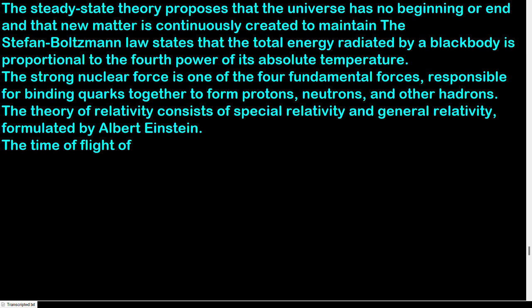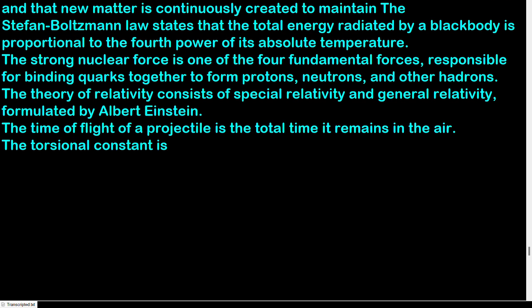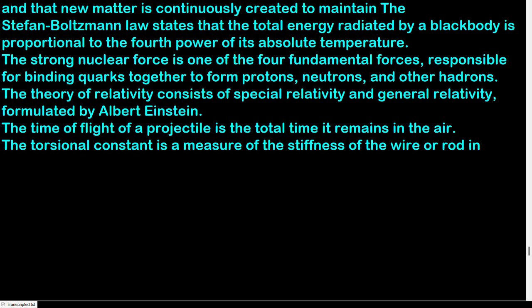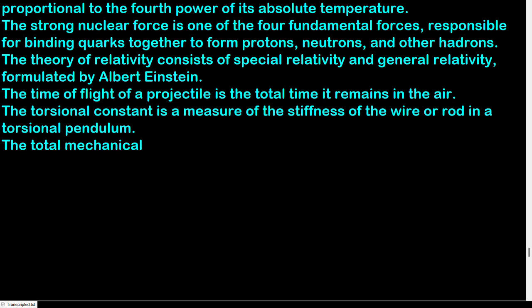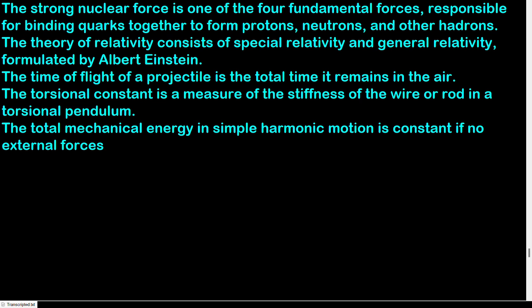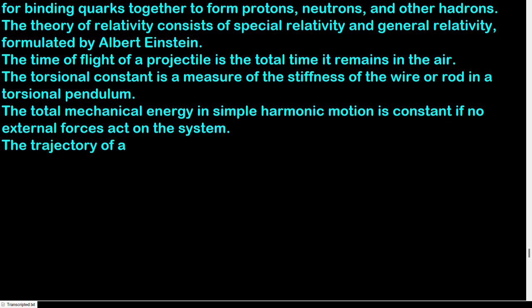The time of flight of a projectile is the total time it remains in the air. The torsional constant is a measure of the stiffness of the wire or rod in a torsional pendulum. The total mechanical energy in simple harmonic motion is constant if no external forces act on the system. The trajectory of a projectile is the path it follows during its motion.